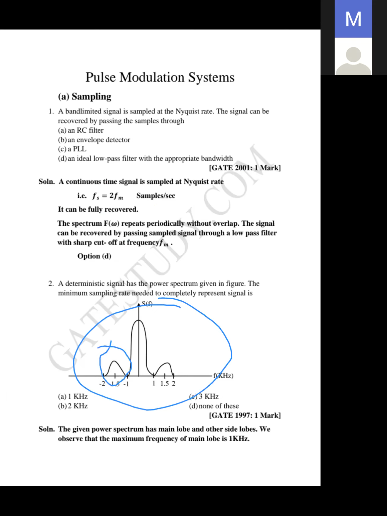Here some information is available, here some information is available, and here some information is available. Among these three, the maximum information is available at this end only, because this is the main lobe. The main lobe consists of maximum information compared to the minor lobes, where minimal information is there. Even if there is any noise that corrupts them, it's no issue because we have maximum information available in the main lobe. So this main lobe represents the main signal. By considering this, we need to proceed with the formula.